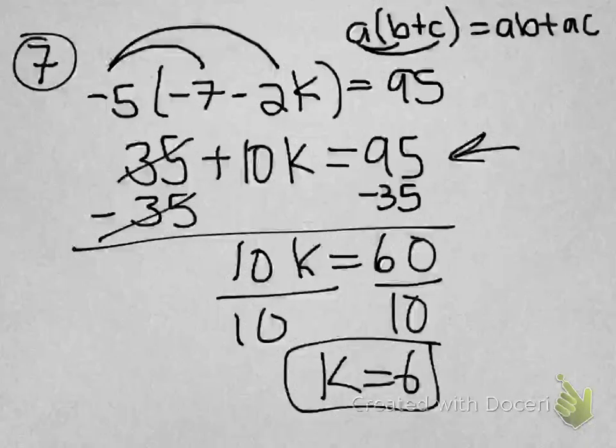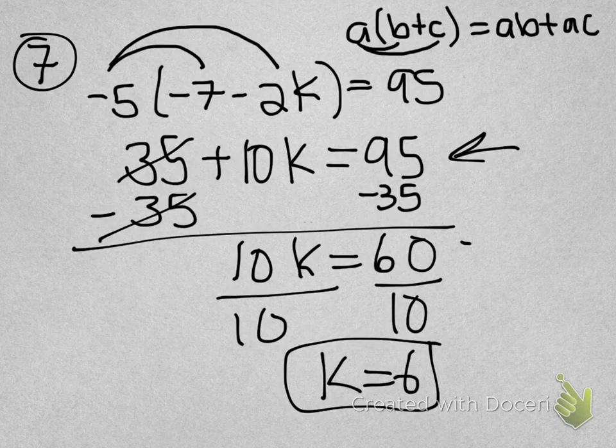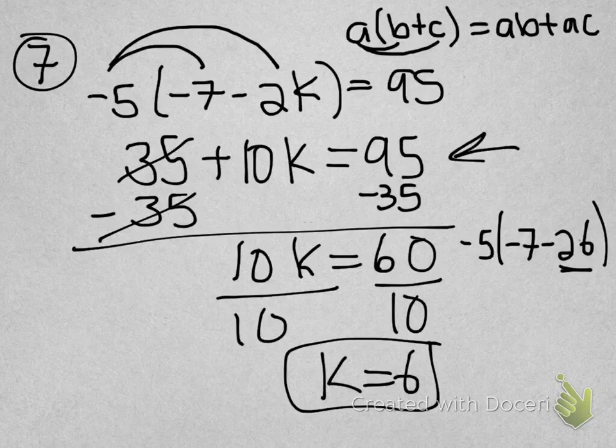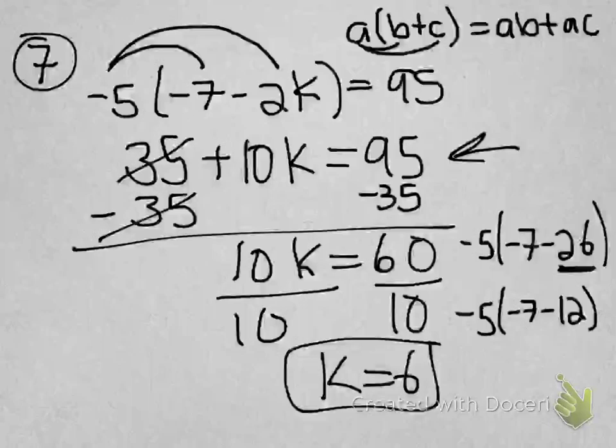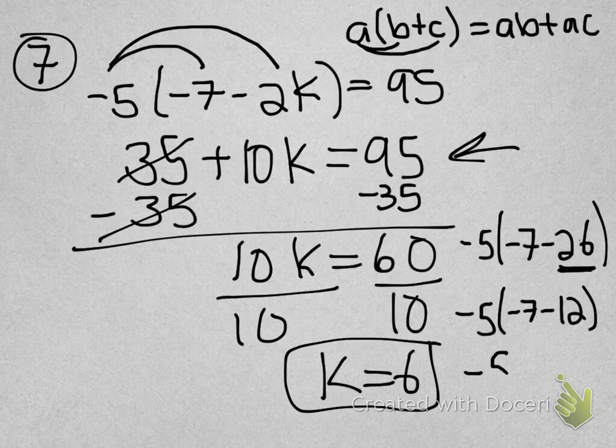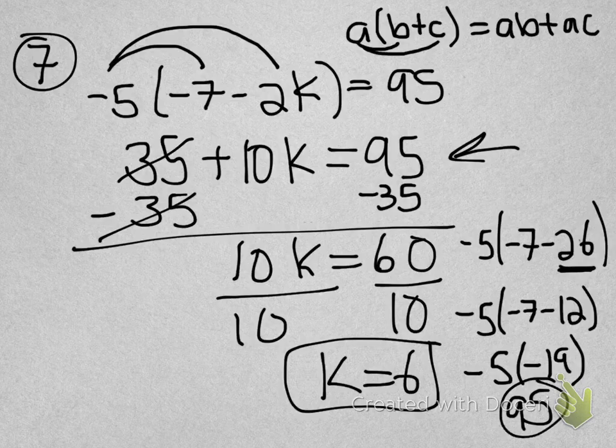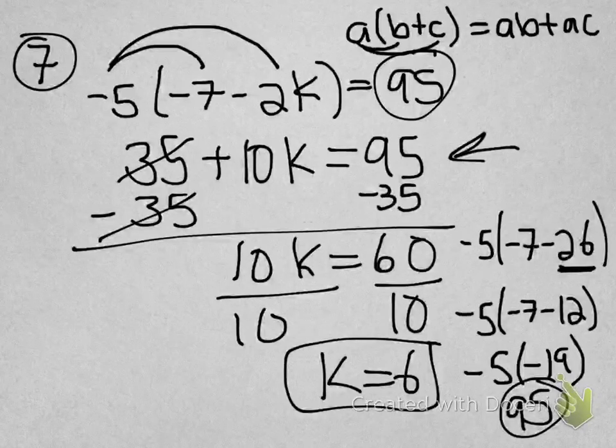Now we can check our answer by plugging it back into the original problem. We got -5 times -7 minus 2 times 6. Order of operations says I have to do my multiplication first, so this becomes -5 times -7 minus 12. Then I've got to subtract what's inside the parentheses. -7 minus 12 is -19. And then I take that and multiply them together. Two negatives being multiplied together becomes positive. 5 times 19 is 95. So we did get the right answer. So k is equal to 6.